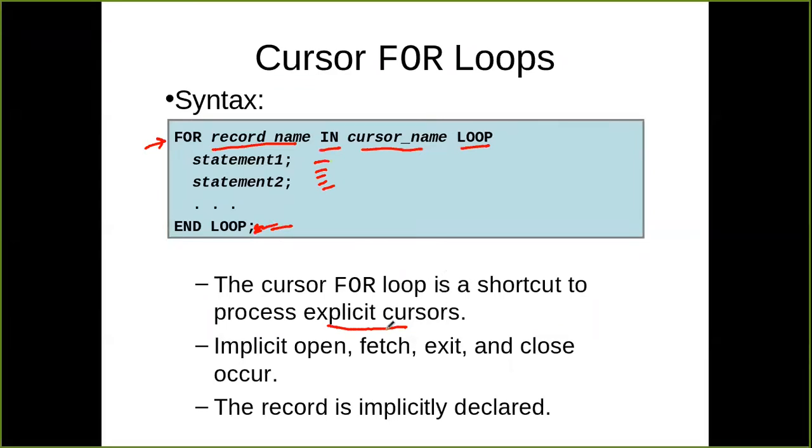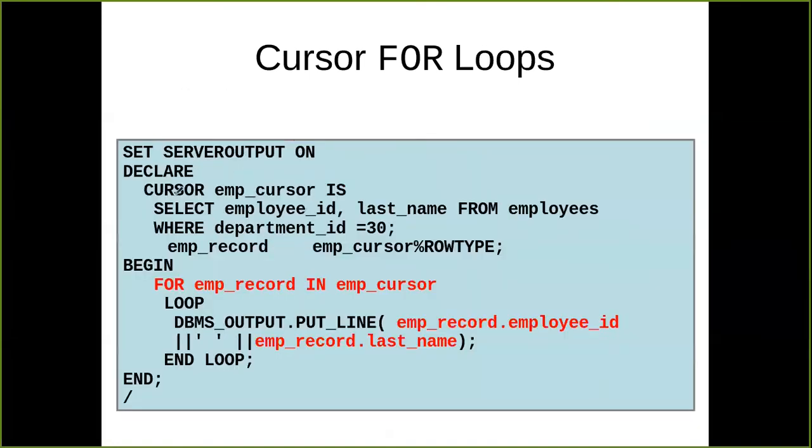All the open, fetch, exit and close statements will be executed automatically in the for loop, and the record is implicitly declared in this case. So this is an example of this for loop. The employee cursor is select employee ID, last name from employee where department ID is 30. Then I have declared an employee record whose data type is the row type from the employee cursor, and then begin for employee record in employee cursor.